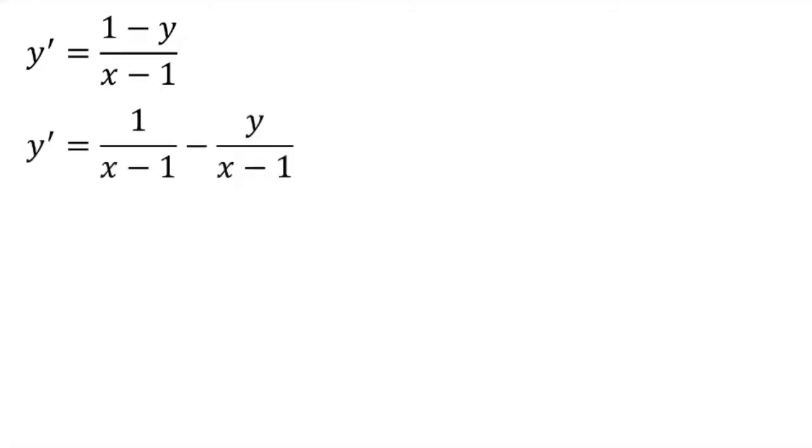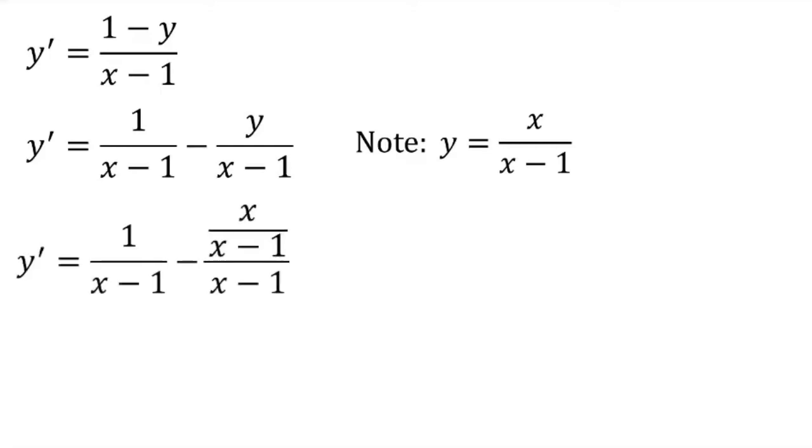This will become y prime equals 1 over x minus 1 minus y over x minus 1. So take note that if we are going to solve for y, in the first equation or in the given, y is equal to x over x minus 1. So change y to x over x minus 1. So this will become y prime equals 1 over x minus 1 minus x over x minus 1 all over x minus 1.